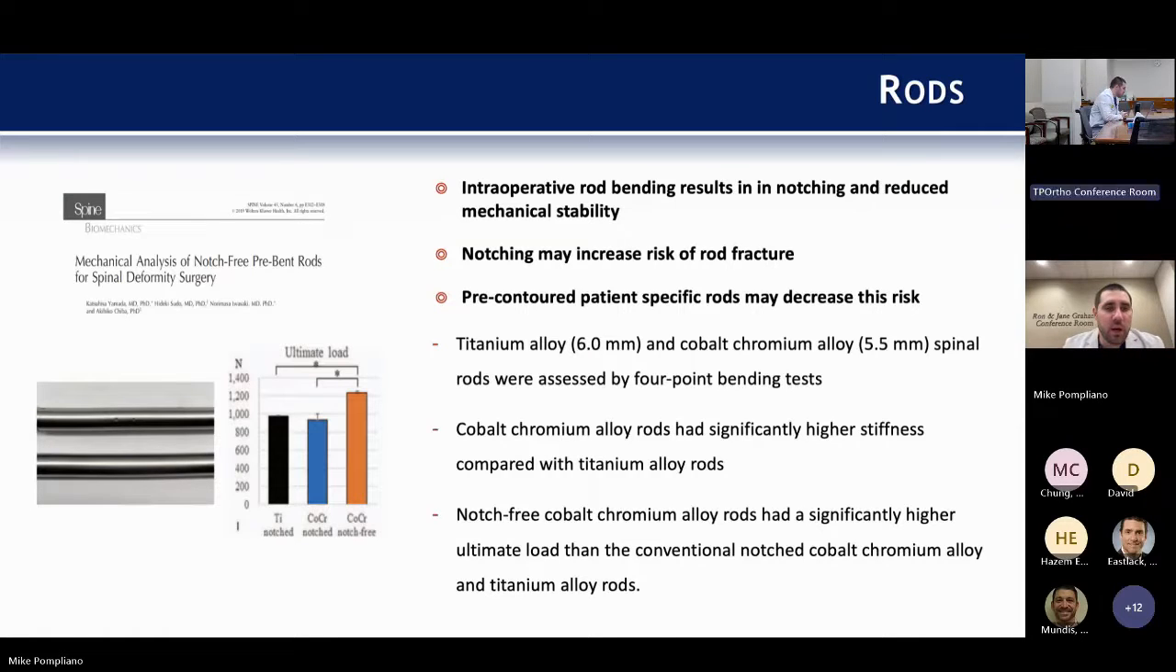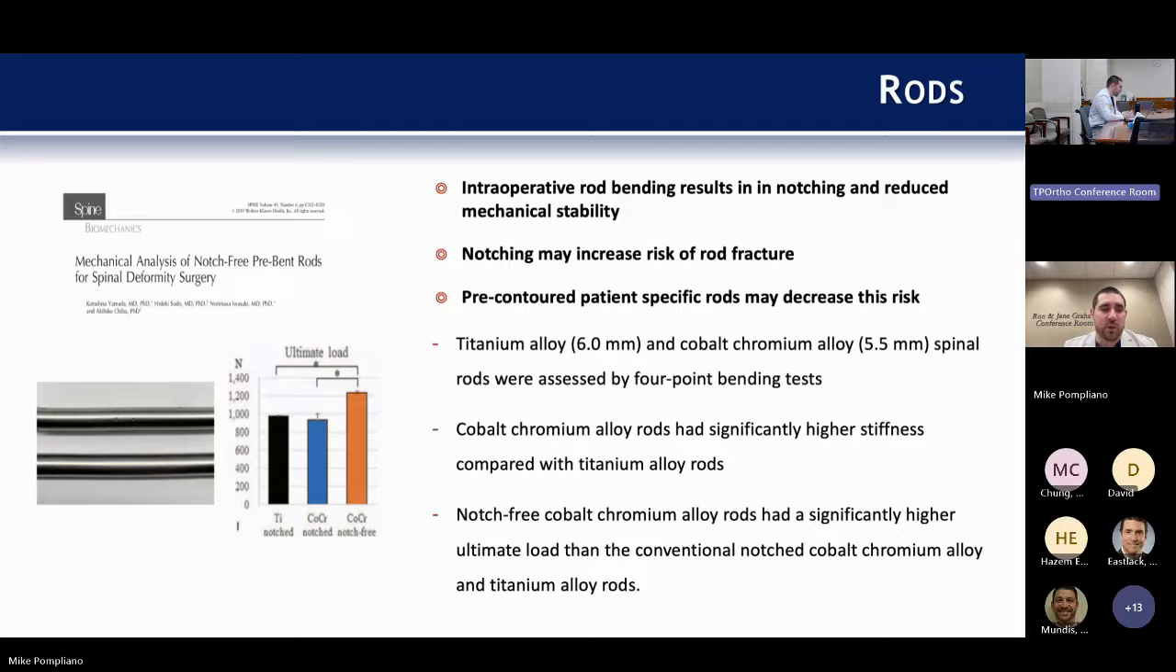that risk. So this is a biomechanical study out of Spine looking at 6.0 titanium rods as well as 5.5 cobalt chrome rods, looking at their ultimate load strength after bending with the rod bender. The cobalt chrome had significantly higher stiffness compared to the titanium, but the notch-free cobalt chrome had even higher ultimate load than the notched cobalt chrome and the titanium alloy rods. So you can see in the graph there, the two options on the right, the cobalt chromium notched and cobalt chrome notch-free.